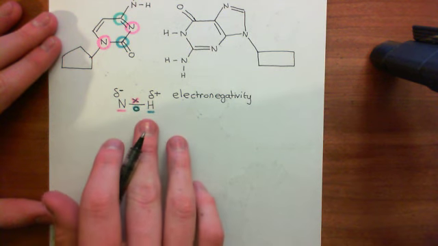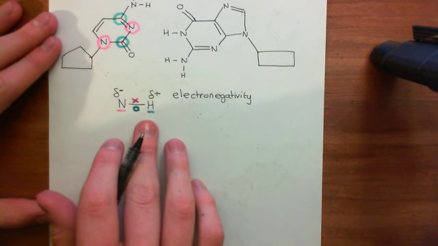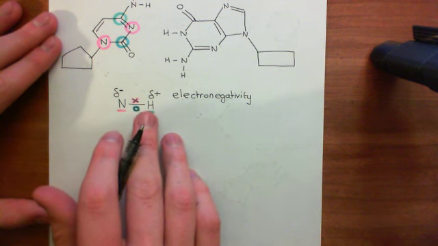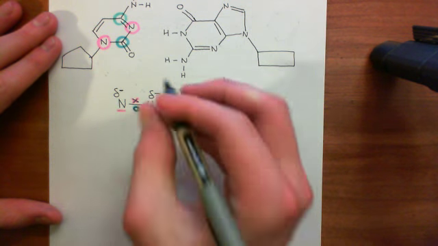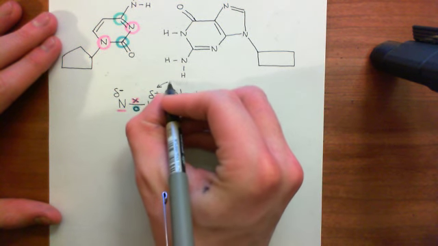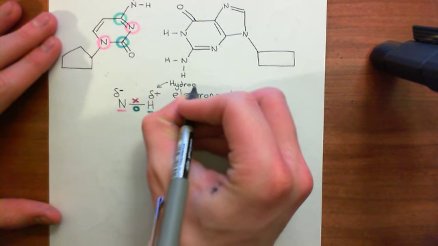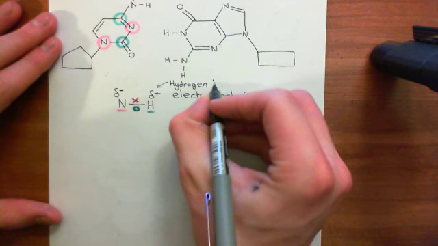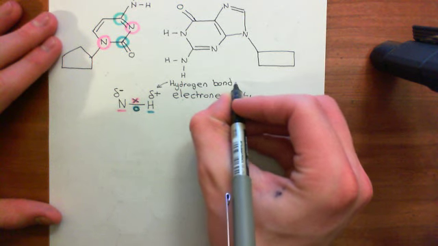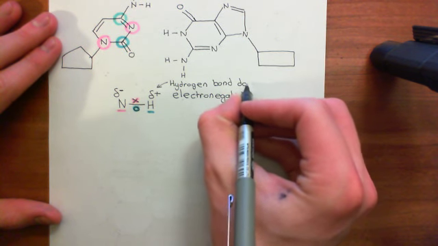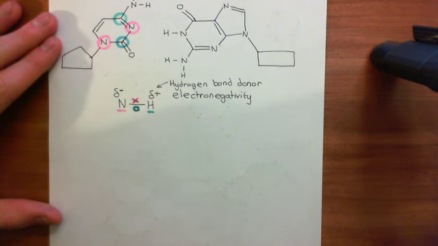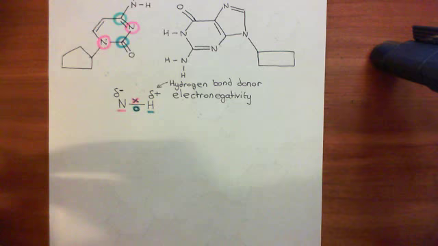Okay, this is the first thing you need in order to form a hydrogen bond. You need a partially positively charged hydrogen atom, and this is known as the hydrogen bond donor. So the hydrogen with the partial positive charge is called the hydrogen bond donor. Then the other thing you need is a hydrogen bond acceptor.